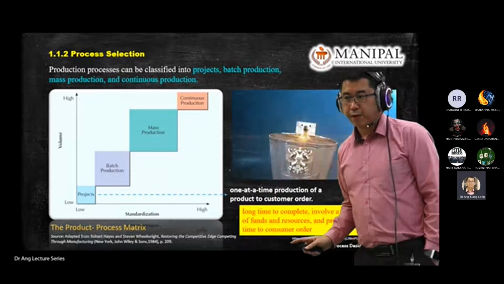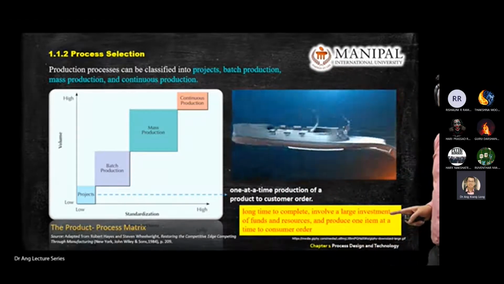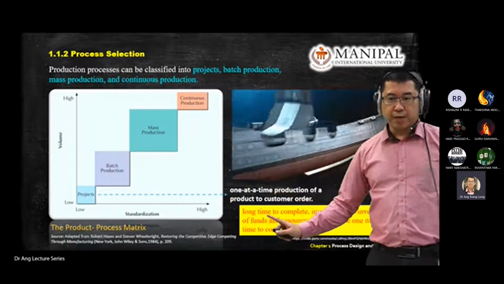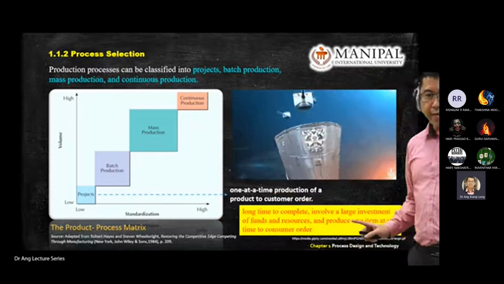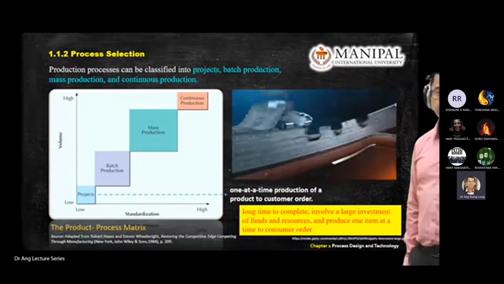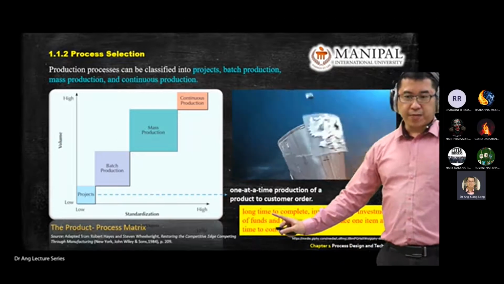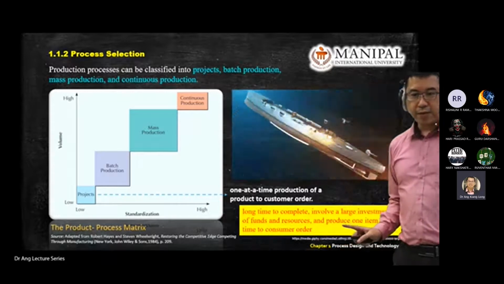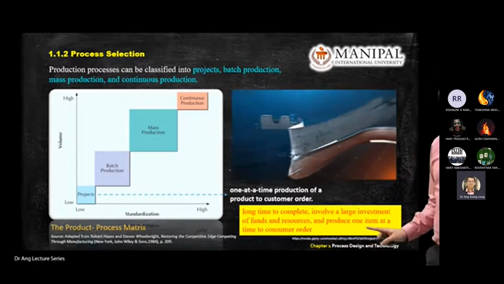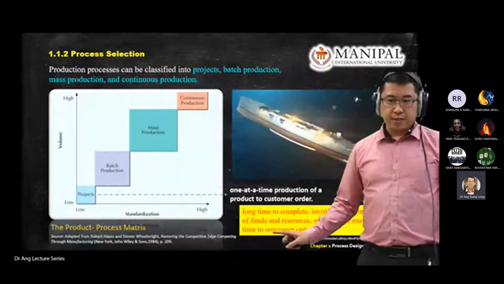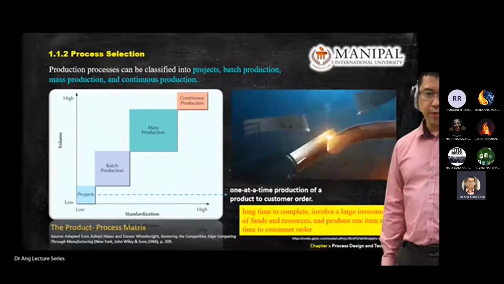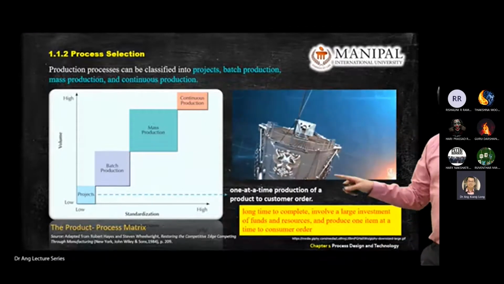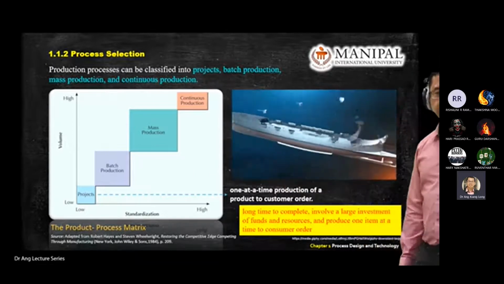One of the criteria to fall under projects is that they take a long time to complete, and you need a large investment. Long period of time, big investment. And most of the time, you can only produce one item to customer order. Very low numbers. Then you fall under projects.